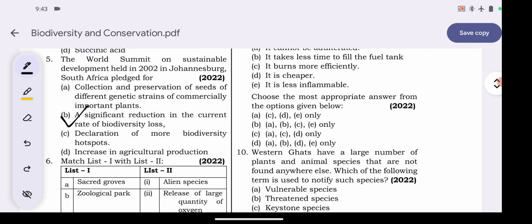Explanation. In the World Summit on Sustainable Development held in 2002 in Johannesburg, South Africa, 190 countries pledged their commitments to achieve by 2010 a significant reduction in the current rate of biodiversity loss at global, regional and local level. So B option is the correct answer.